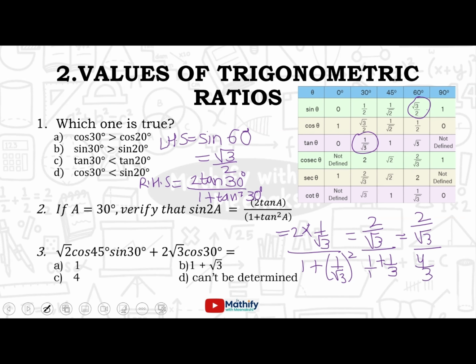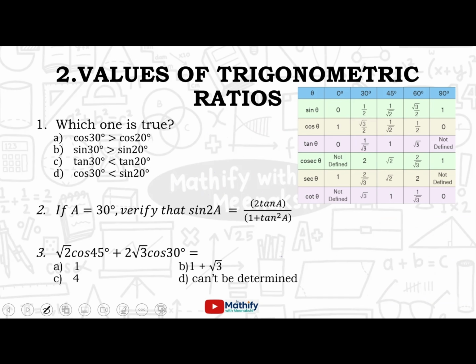Yes. Now we can cut here 1 and 2. And if you cut this, you'll get 1 and root 3. So what's your answer? It's 1 by 2 root 3. So if you reciprocate it, you will get root 3 by 2. Yes, both are equal. So we have verified that LHS is equal to RHS.